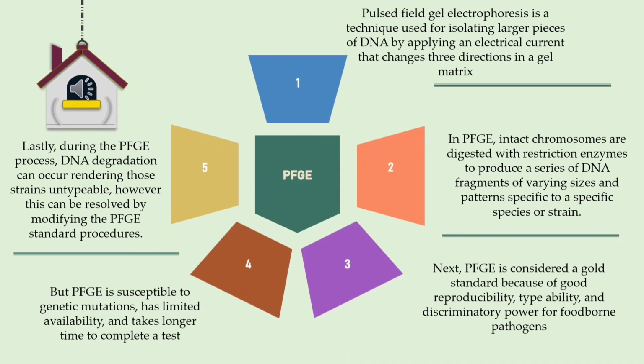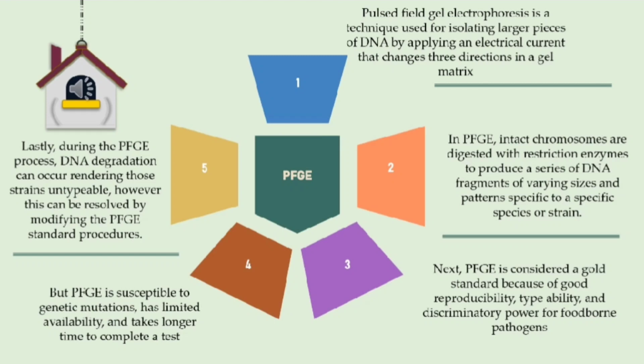Pulsed field gel electrophoresis, or PFGE, is a technique used for isolating larger pieces of DNA by applying an electrical current that changes direction in a gel matrix. In PFGE, intact chromosomes are digested with restriction enzymes to produce a series of DNA fragments of varying size and patterns specific to a species or strain.